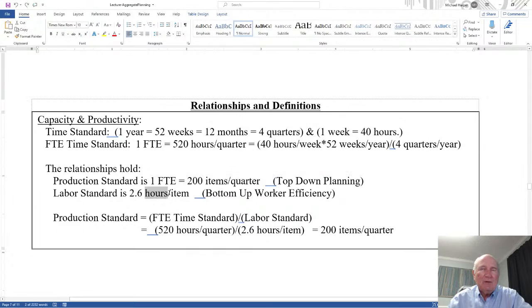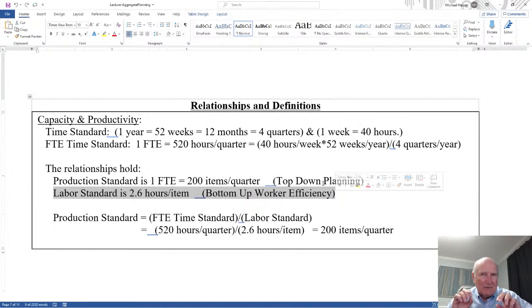This is time per item. Well, the labor standard really focuses on the bottom-up worker efficiency. In other words, every worker requires 2.6 hours to make an item. And this is a standard. It's not necessarily an average. It's a standard that's used for planning. And that gets into capacity and productivity analysis. And I'm just going to say it's not an average.